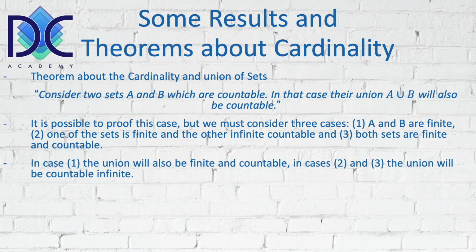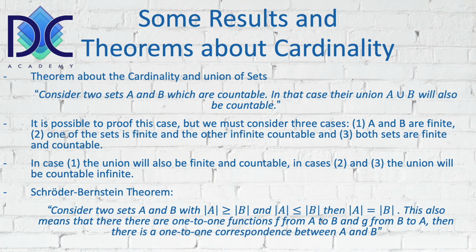Now we can look at another theorem. The other important theorem that we can consider is the Schroeder-Bernstein theorem. The Schroeder-Bernstein theorem says that when we have two sets A and B, where the cardinality of A is larger than or equal to the cardinality of B, and the cardinality of A is smaller than or equal to the cardinality of B, then the cardinality of A is equal to the cardinality of B.